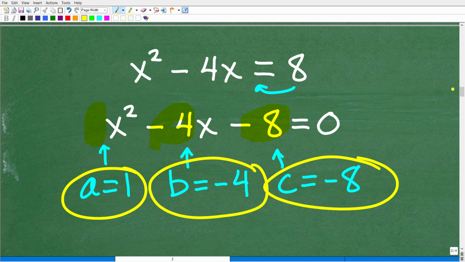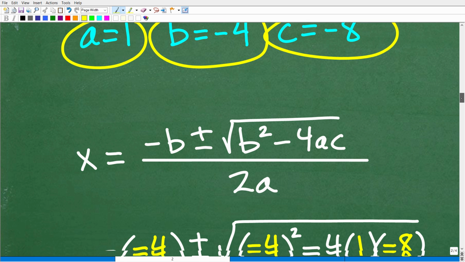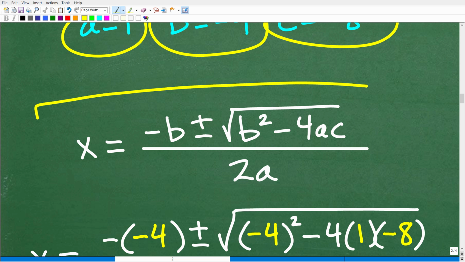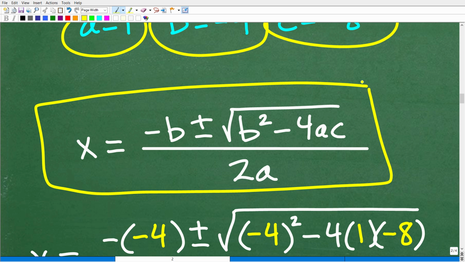Okay, so now that we have our a, b, and c values, we need to go ahead and plug in those respective values into the quadratic formula.